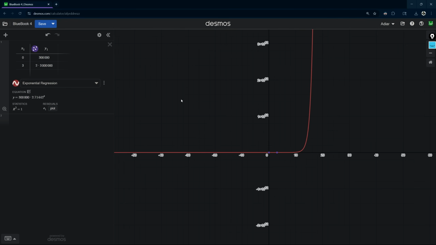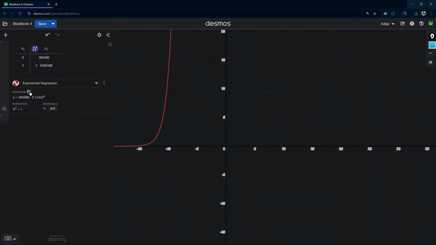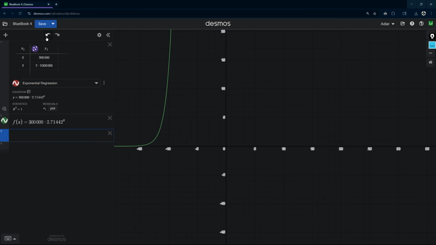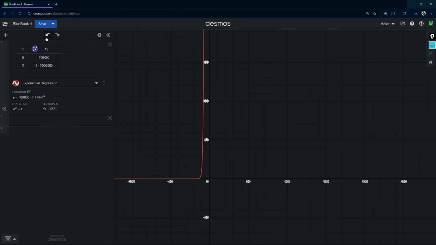Wow. And the second way that is slightly better is pressing this export button, and we change this to f of x, and then we go f of 15. In that case, why I don't like this method is because b, or this base, or growth factor, is not quite 2.71442. They just sort of rounded it off, and so we can see that it doesn't give us quite the right answer. So that is why I don't really like using a table. Our original method is just a lot better for this type of problem.